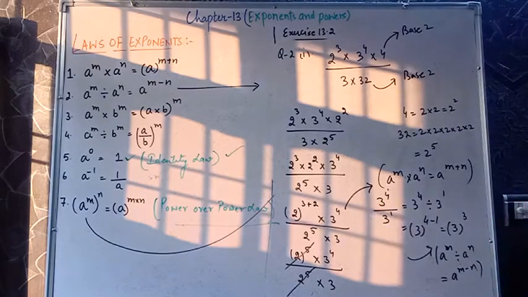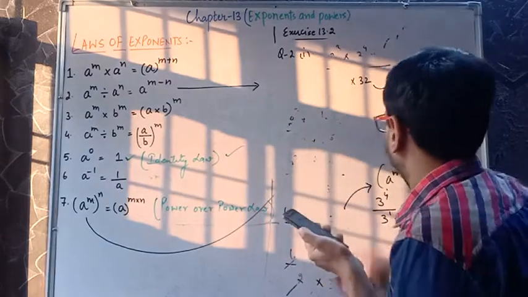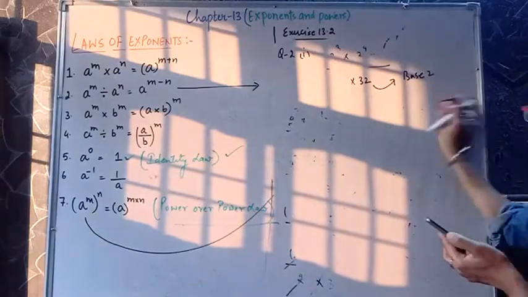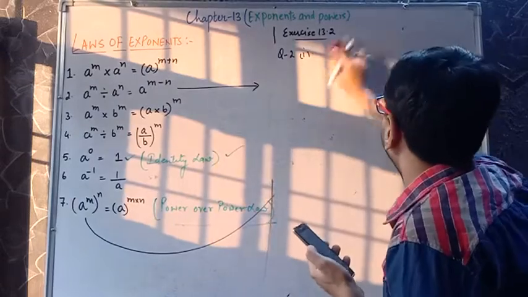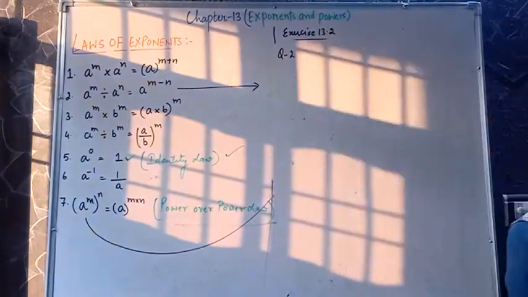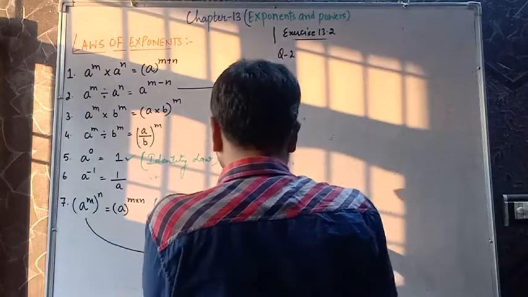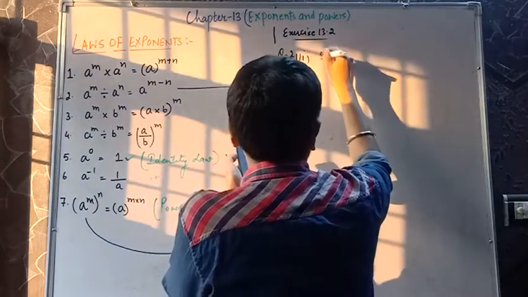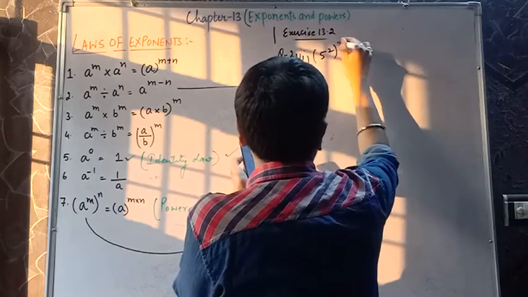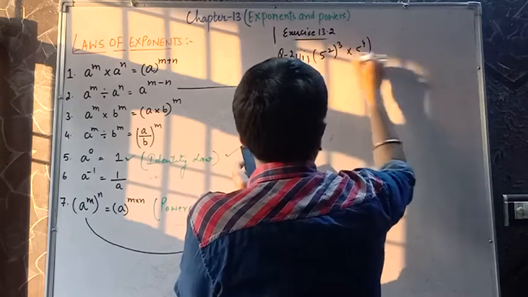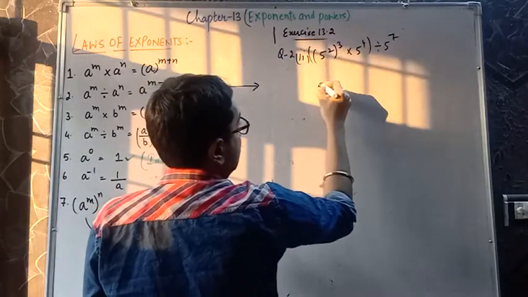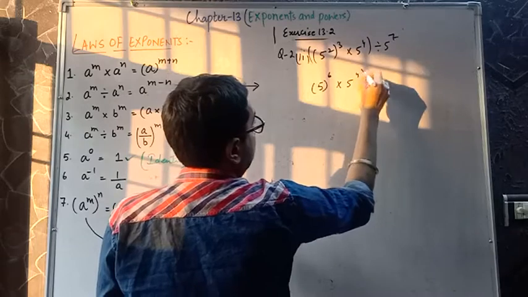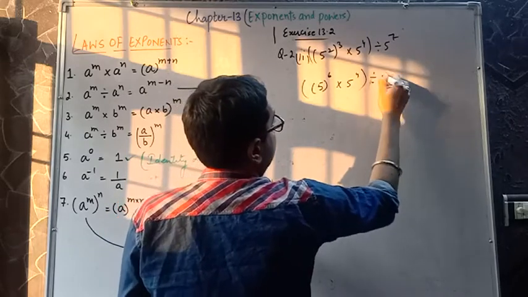Next part. It's easy. Questions are easy, not difficult, but standard questions. Second part. Five raised to power 2 whole raised to power 3, not a problem. 5 raised to power 4 divided by 5 raised to power 7. Very easy. Solve this. I am writing directly 6. 5 raised to power 4 divided by 5 raised to power 7.